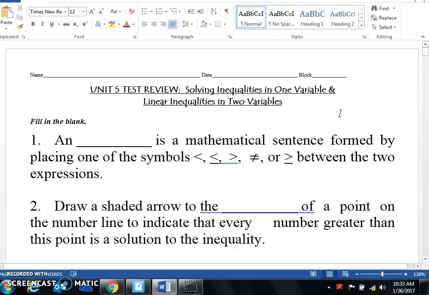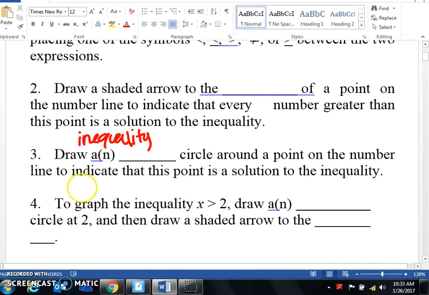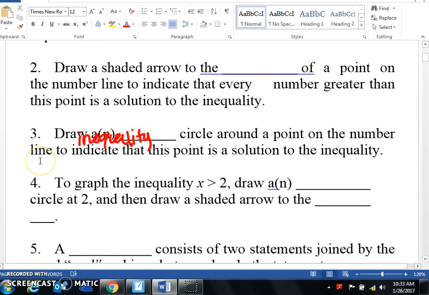Alrighty, here's the study guide for Unit 5. Just a little fill in the blank. An inequality is a mathematical sentence. Okay, so we are going to draw a shaded arrow to the right of a point on the number line to indicate that every number greater than this point is the solution. So we need to go to the right on the number line because that's where our numbers get larger and greater.